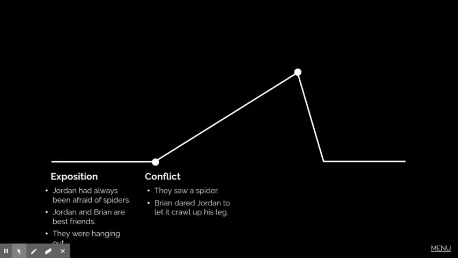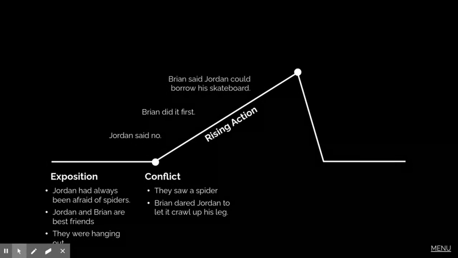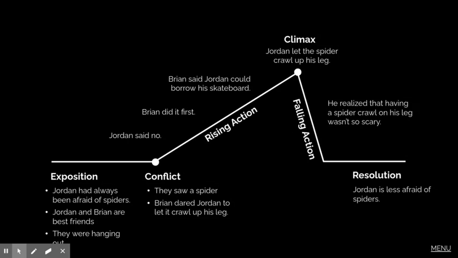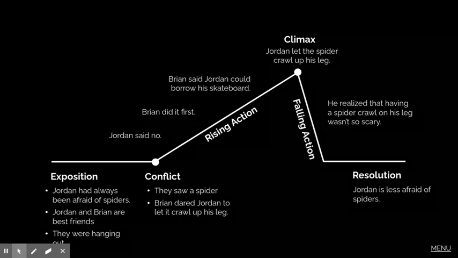And this follows a story and it gives examples of rising action or of the entire story arc. So let's review this. Jordan had always been afraid of spiders. Jordan and Brian are best friends. They were hanging out. So here's our exposition. We figure out just based upon this that the protagonist is Jordan. Background information is based upon what the conflict and the climax in the story is. So we know that Jordan is afraid of spiders. So clearly the story is going to be about this, and the main conflict, rising action, and climax will be about this. And we know that they were hanging out. So this is where and what was happening when the event took place.